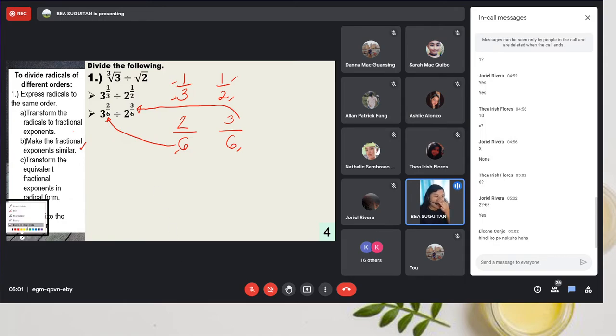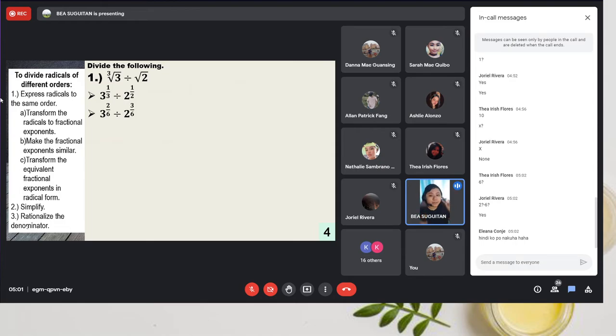Hindi ko po nakuha. Isa pa. Okay? Explain ulit natin. So once again, we have our exponents 1/3 and 1/2. Okay, so sabi kay step 1B, make the fractional exponents similar. When we say similar, kailangan daw po ang denominators ng ating exponents ay pareho. Okay? Kailangan nating humarap ng paraan para maging similar exponents yan. Okay? Or similar fractions. By thinking of the LCD.